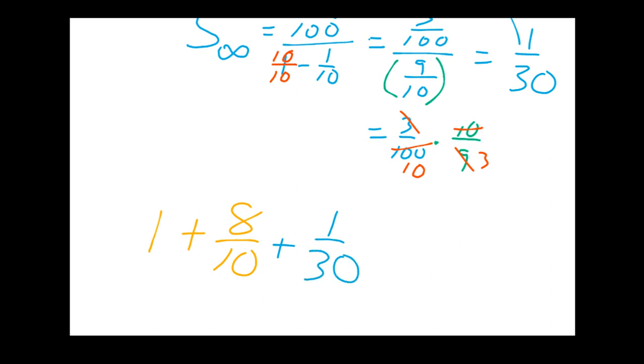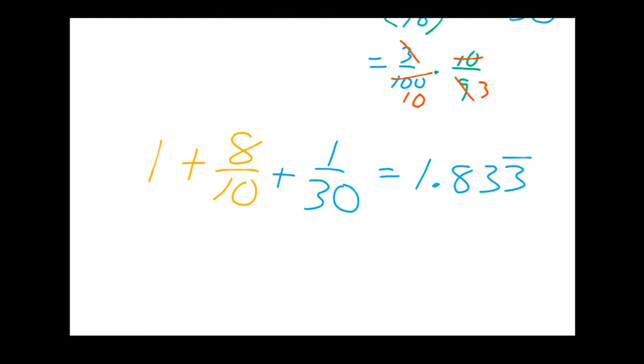You see, ultimately, when you add these numbers together, you're going to be creating 1.833. But we need to write all of this as a fraction. So a little more adding to do. We just need a common denominator. Common denominator of 30. So we end up with 30 plus 24 plus 1. I think that's 55. 55 over 30.